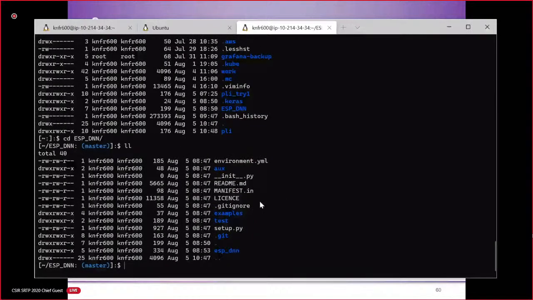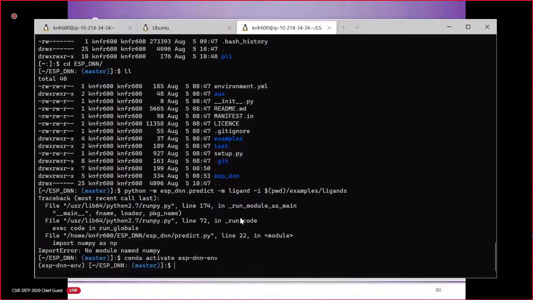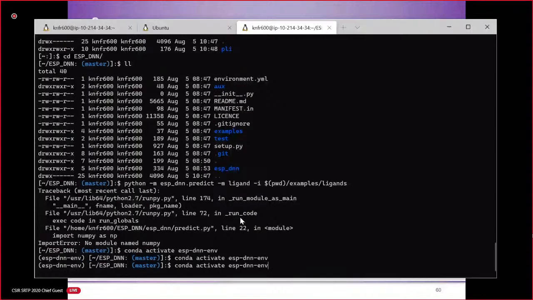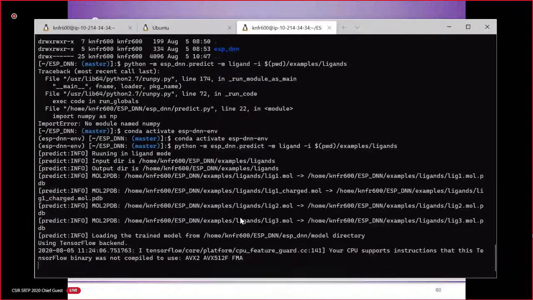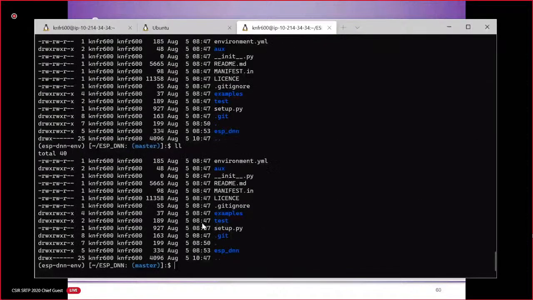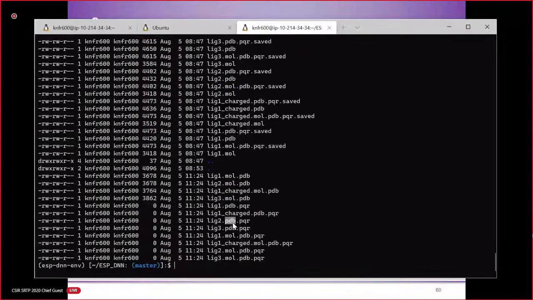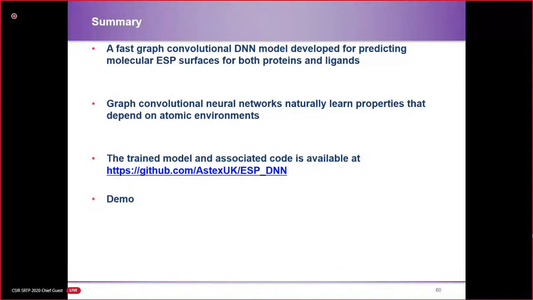You pull this repository, and then you can actually run this program and pass on your ligand molecules, for which I'm taking example molecules here. Now it is working on each of the molecules in there and generating PQR files. So these are the PQR files which you can use to view your surfaces.